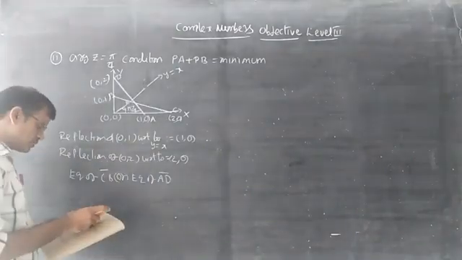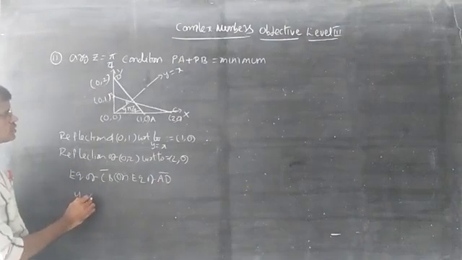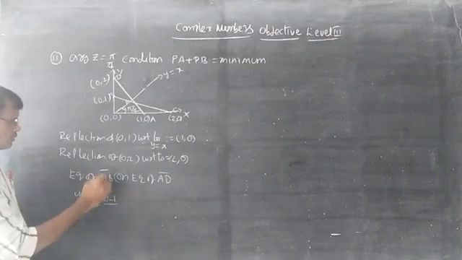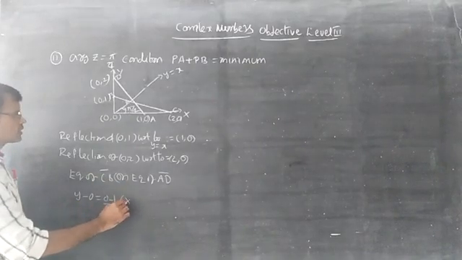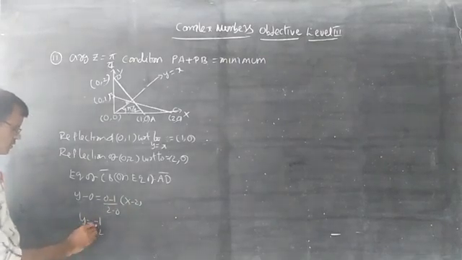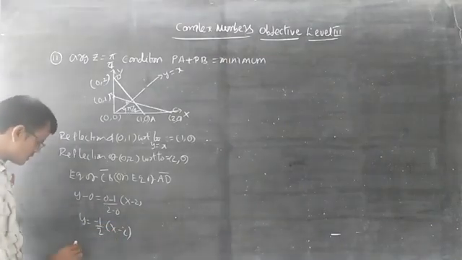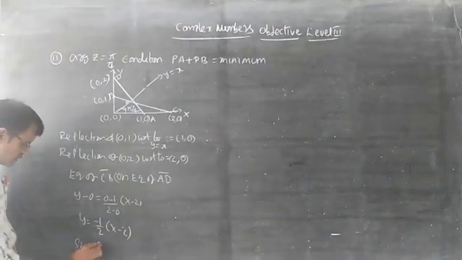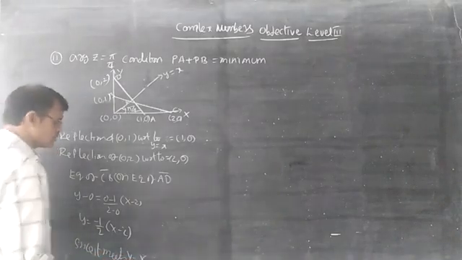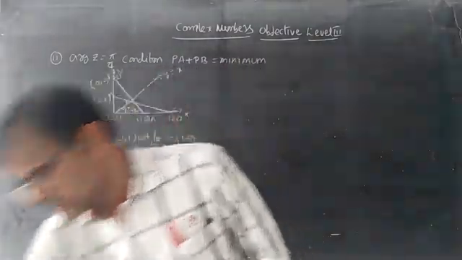Equation of CB. Equation of CB meaning here y minus 0 is equal to (0 minus 1) by (2 minus 0) into (x minus 2). So this can be understood as y is equal to minus 1 by 2 into (x minus 2). Since it meets y is equal to x, substitute there.